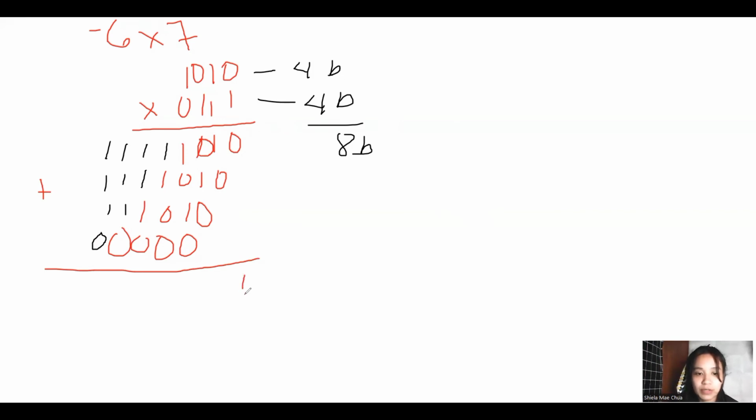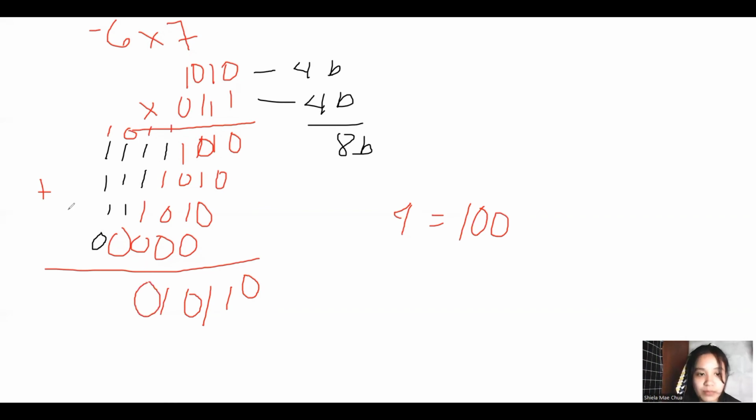So, we will bring down 0 here, and 1 plus 0 is 1. 0 plus 1 plus 0 is 1. 1 plus 0 plus 1 plus 0 is 1, 0. And 1 plus 1 plus 1 plus 0 plus 0 is 1, 1. 1 plus 1 plus 1 plus 1, which in decimal is 4, is equivalent to binary 1, 0, 0. So we will put here 1, 0, and we will put here the 0.